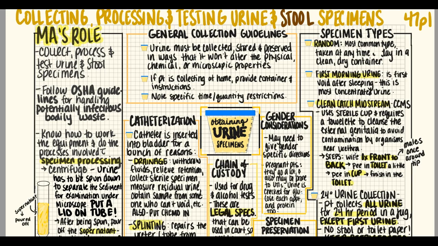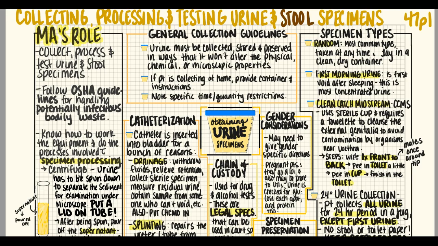If it is a male patient, then if he is uncircumcised, he'll pull the foreskin back, wipe once around the tip, and then discard that towelette, and do the same thing 2 more times. If he's circumcised, then he doesn't have any foreskin to pull back. He just wipes once around the tip with each of the 3 towelettes and discards those. So it is important that those instructions are made clear to the patient so that they know how to cleanse properly to avoid contamination from those organisms near the urethra.